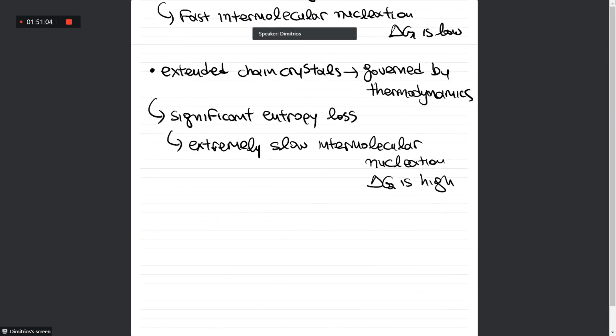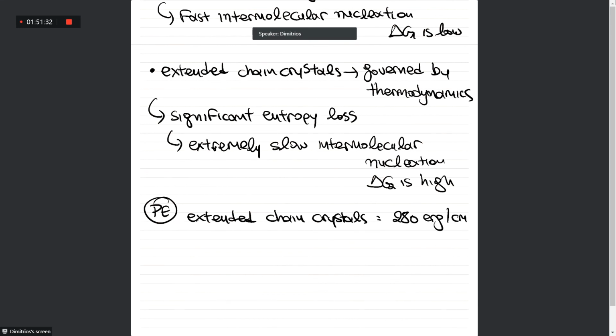If we take the example of polyethylene, the energy that we need in order to create extended chain crystals is 280 erg per centimeter cube, something. Erg is a kind of an old school energy unit. Okay, don't bother too much. I just use it in order to observe the difference between the energy that the system needs in order to create extended chain crystals. And let's have a look at what is the energy for the system that is required in order to create folded crystals.